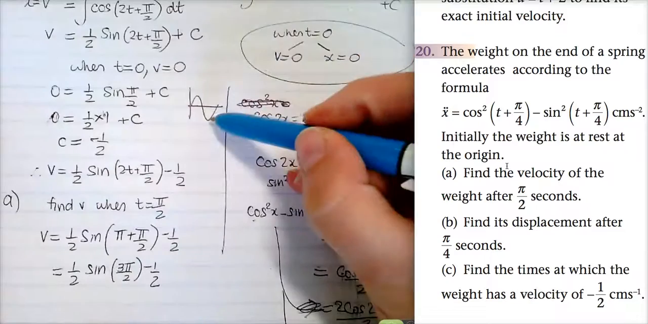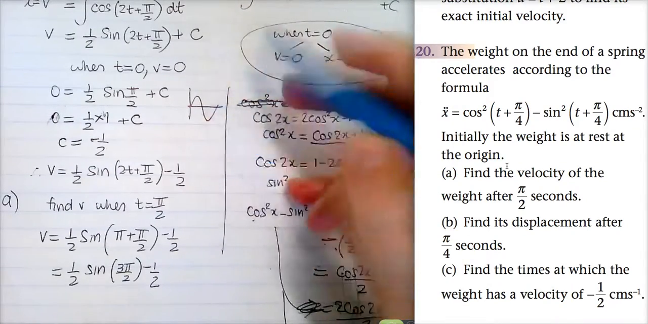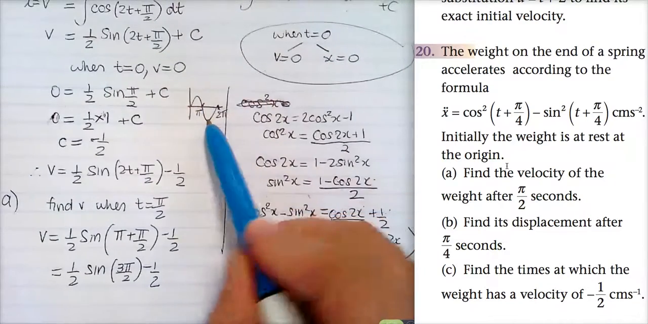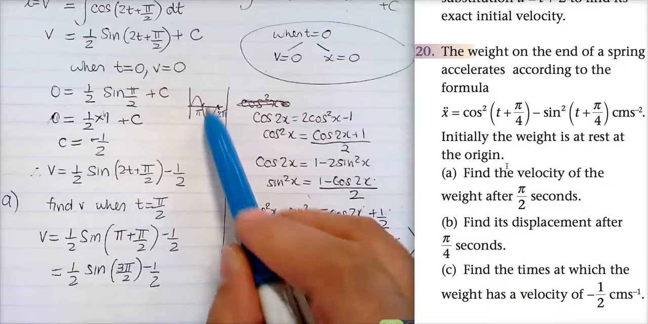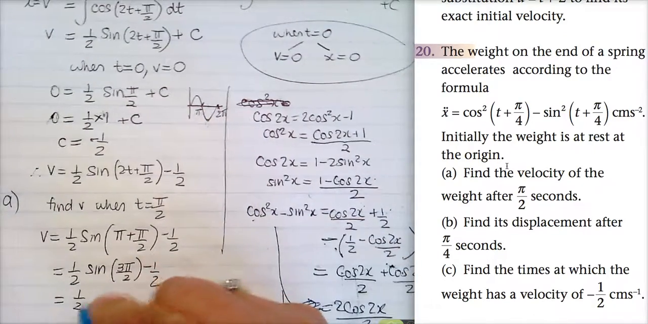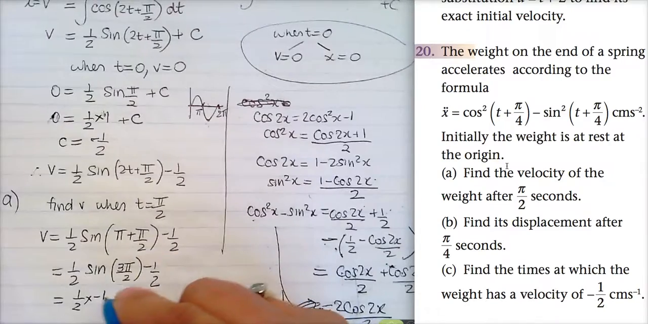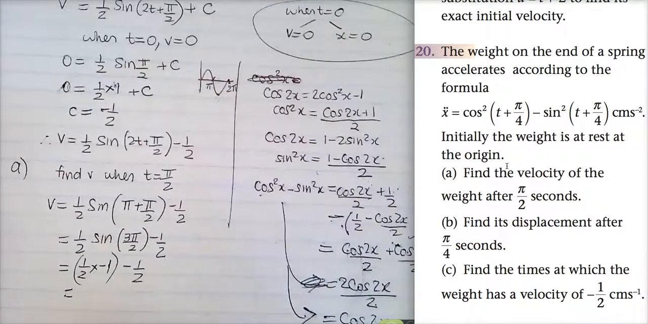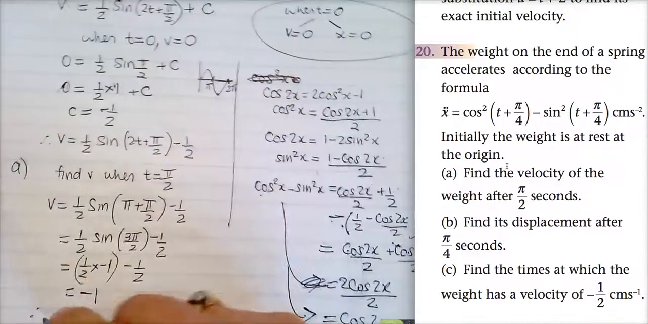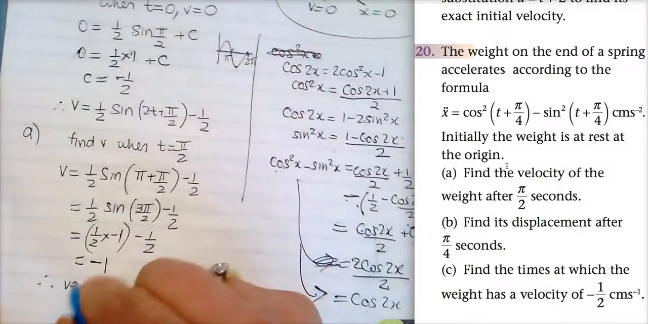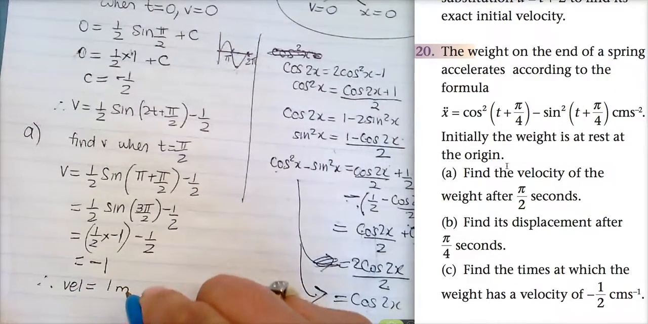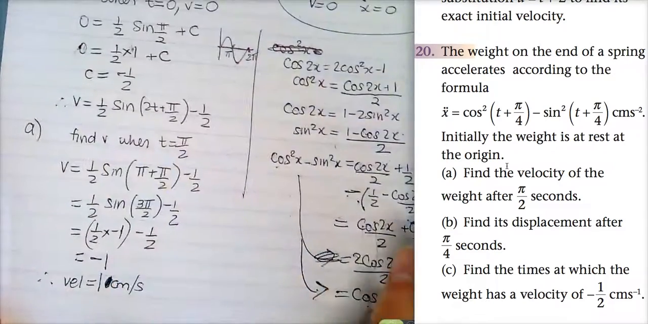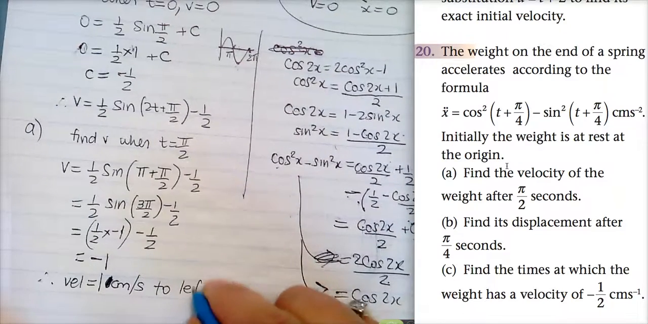Here's your graph. 3 pi on 2 is here. See, that's 2 pi. That's pi. So 3 pi on 2 is down here. What is it? Negative 1. So it's a half times negative 1 minus a half. What do you get? Negative a half minus a half. Negative 1. So therefore, the velocity equals 1 meter or centimeter? Centimeter per second. 1 centimeter per second to the left.